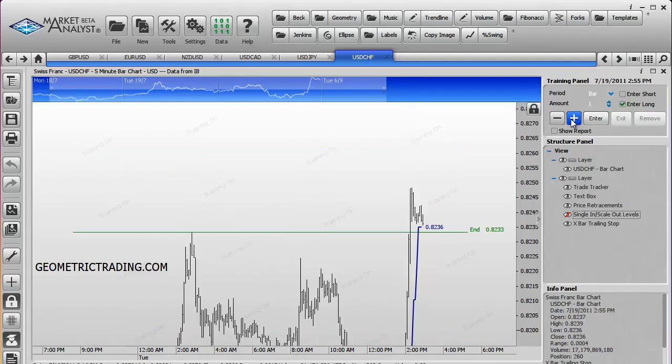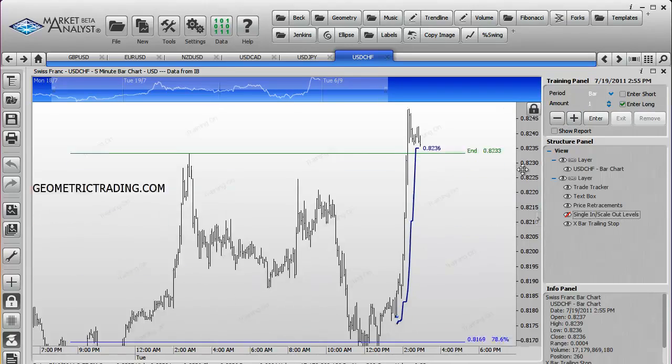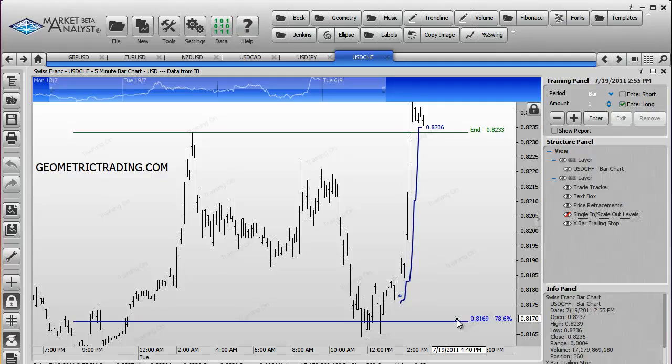Okay, so there you have it. Stopped out at 82.36, with our initial entry right down here at 81.69. So that's an example of how to use the single-in scale-out methodology along with a 3-bar trailing stop.